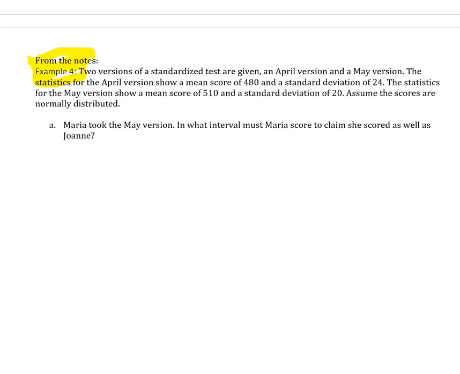We have 2 versions of the SAT, the April version and the May version. The April version shows a mean of 480 and a standard deviation of 24. The statistics for the May version show a mean of 510 and a standard deviation of 20. Sloppy writing, sorry about that. Assume the scores are normally distributed. Maria took the May version. In what interval must Maria score to claim she scored as well as Joanne?